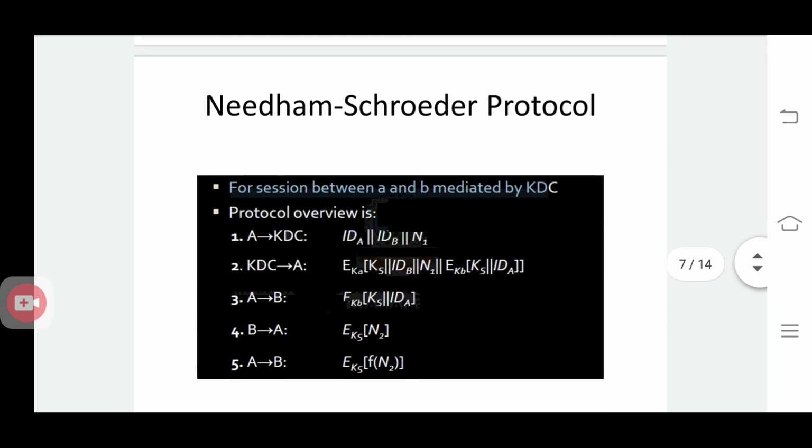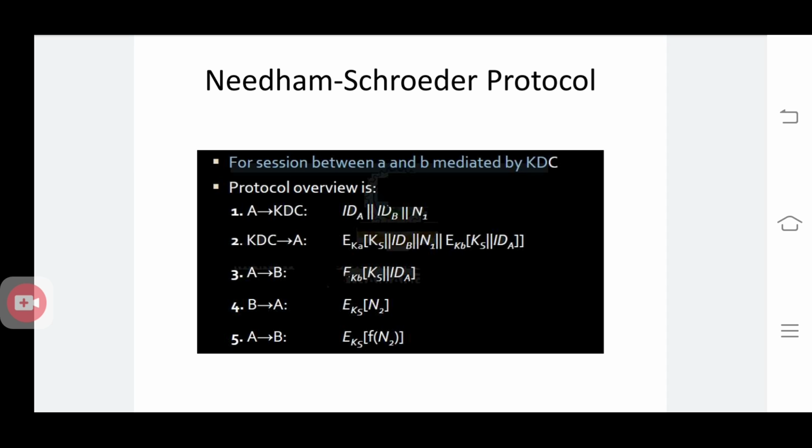So the first protocol is the Needham-Schroeder protocol. It is the first authentication protocol in mutual authentication using symmetric encryption. This is the protocol. First we have two communicating parties, A and B. In between there is a key distribution center, KDC. And what is the protocol? These are the steps that follow in the Needham-Schroeder protocol.